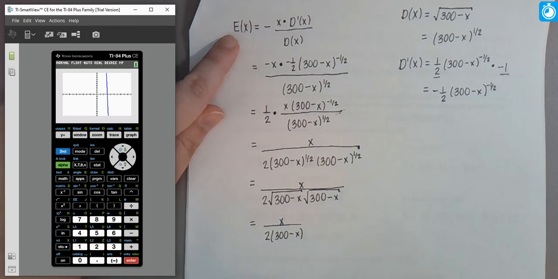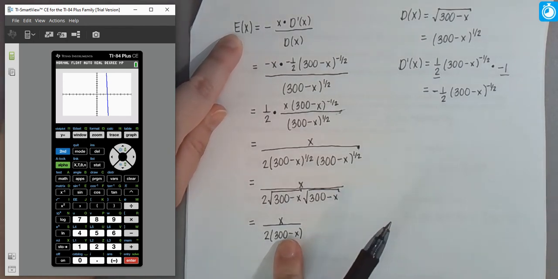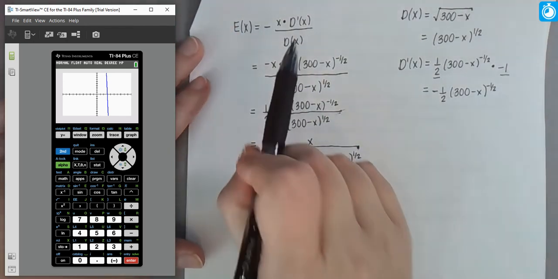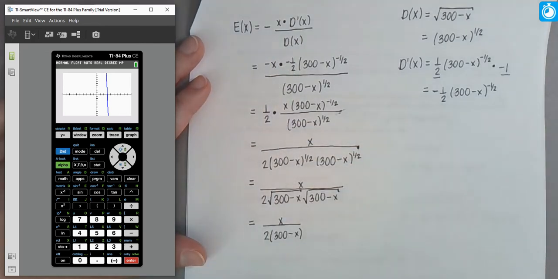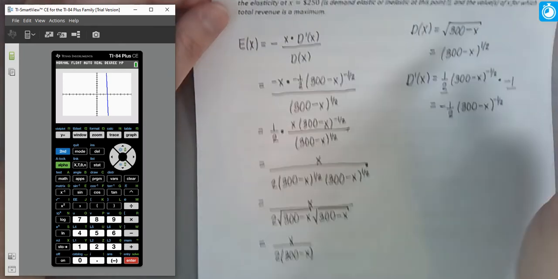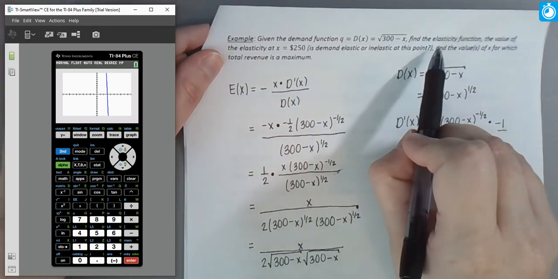So notice our elasticity function doesn't involve anything that's a radical, and that was just based on how the derivative and the individual function were actually related to one another. So this is going to be the function that models how our changes in price affect the associated changes in the quantity demanded. So we have our elasticity function.